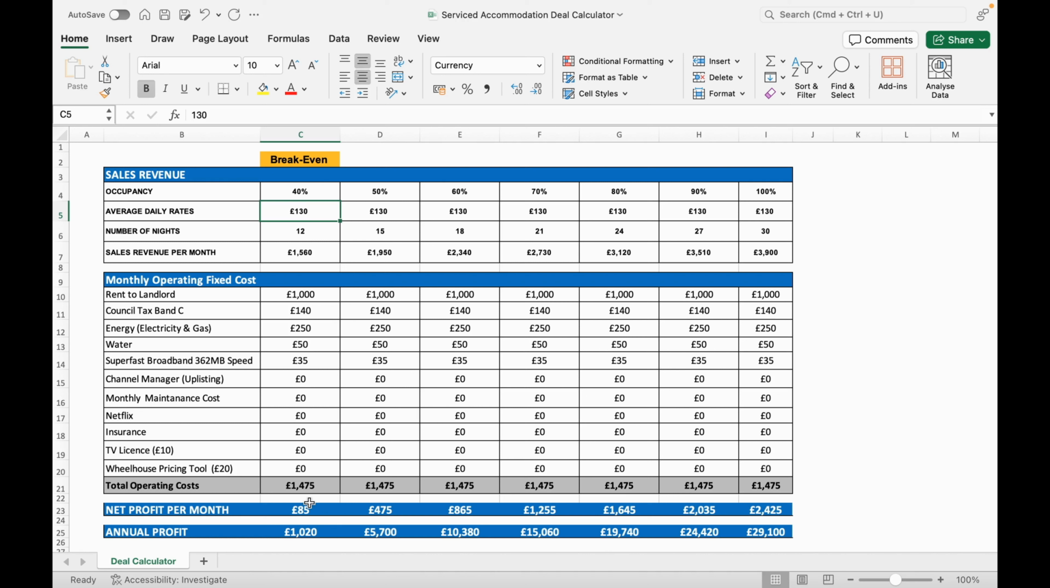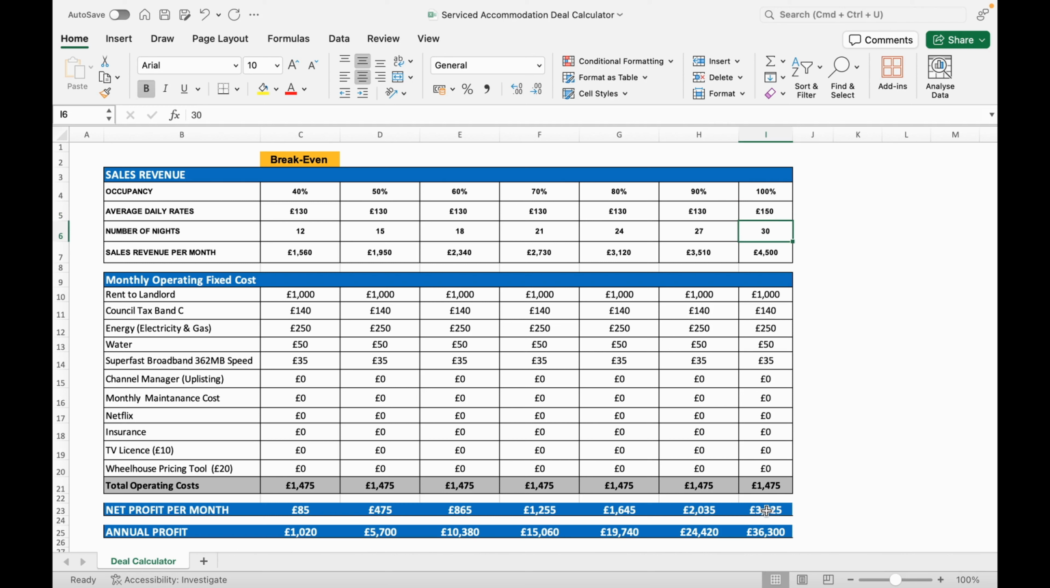If this works at 40%, just know all this is profit. So this is profit, and this profit can be more. Even if it's booked 100%, it's not going to be capped at 2,425 because you can have weekend bookings. If it's 100%, you've got weekend bookings already, so it's going to be more money for you. So these can actually go up to even 3,000 because if you've got an average of 150, this can actually go to 3,000.